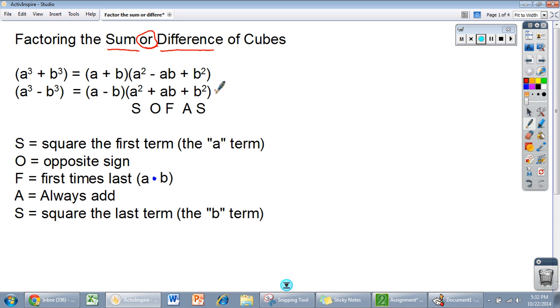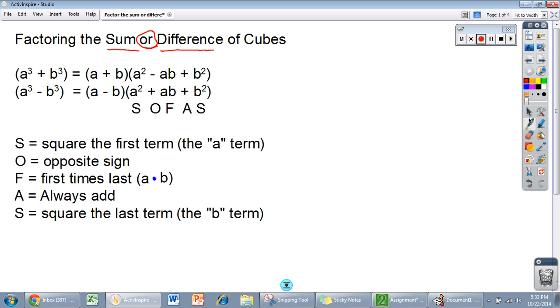I came up with this little memory trick called SOFAs, which walks you through, after you've taken the cube root of each of your terms, how to come up with the trinomial. S is square the first term, O is opposite sign, F is first times last, A is always add, and S is square the last term, meaning your B term. So with that in mind, let's take a look at a few problems.